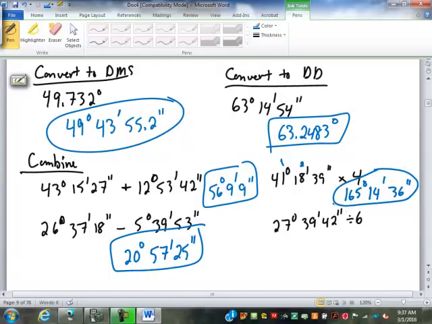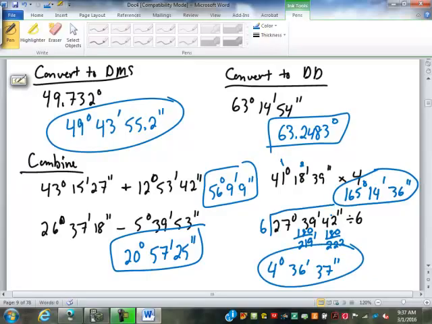Now dividing by 6 here. 27 divided by 6 is 4 degrees. That's with 3 degrees left over, so that's going to be 180. So that's 219 minutes. Divided by 6 is 36, right? Minutes. Which is going to leave us with 3 left over again, which is 180 seconds. So 222 divided by 6 is 37, I believe. 4, 36, 37, is that what you got?